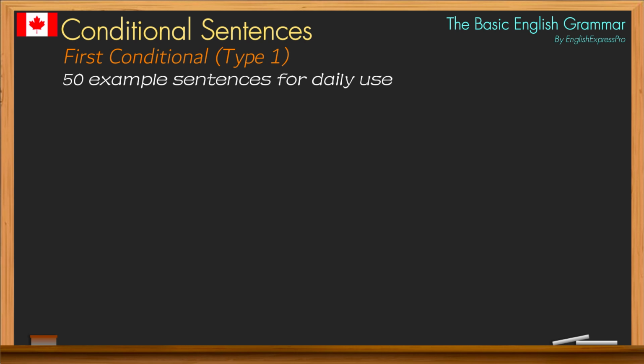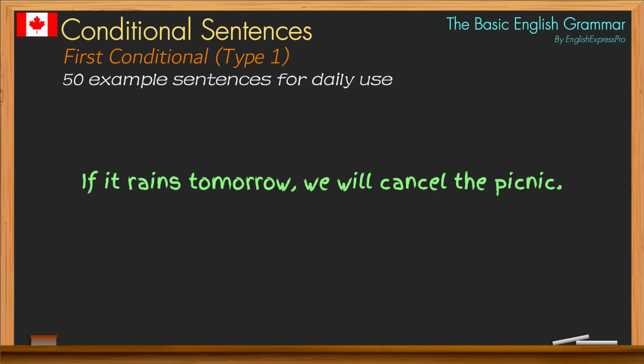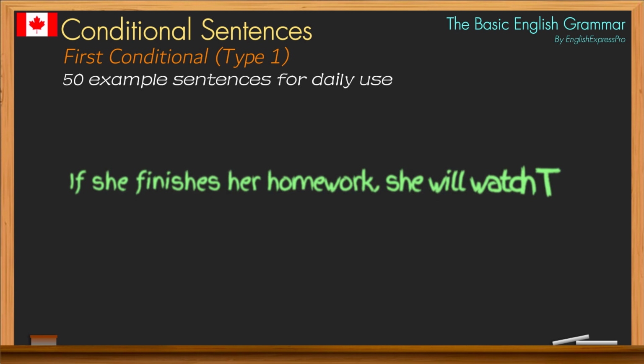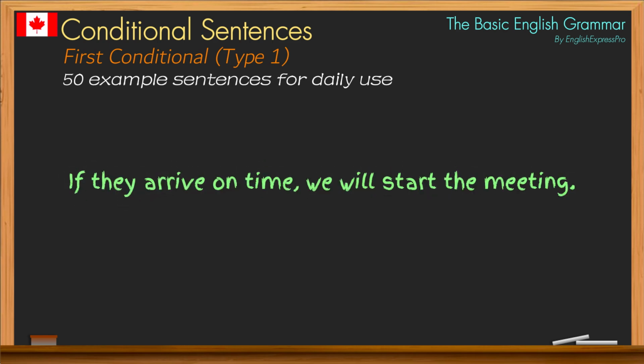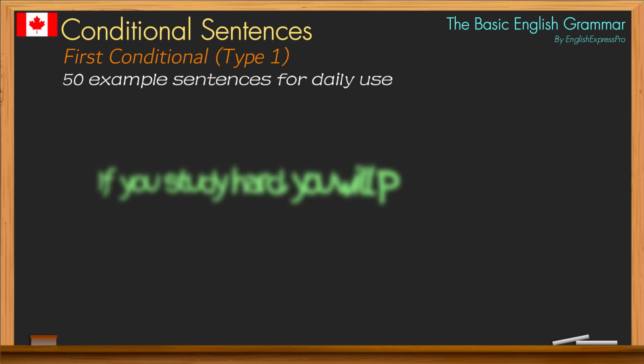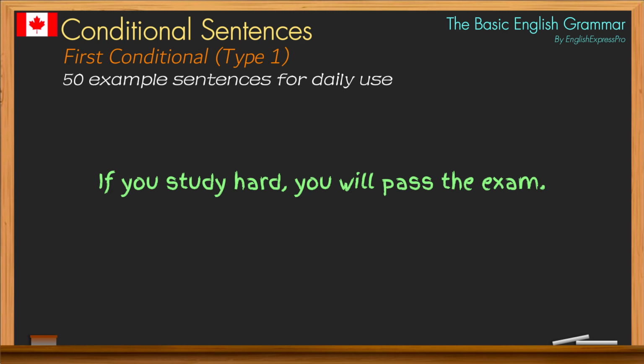50 example sentences that cover a variety of daily activities and general truths, illustrating the use of Type 1 conditionals in everyday life. If it rains tomorrow, we will cancel the picnic. If she finishes her homework, she will watch TV. If they arrive on time, we will start the meeting. If you study hard, you will pass the exam.